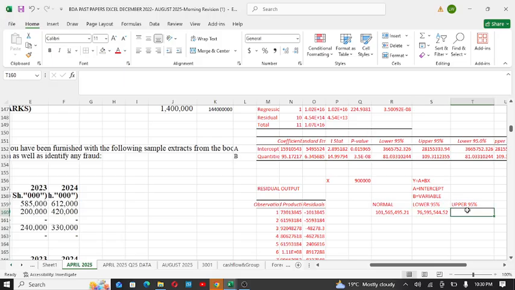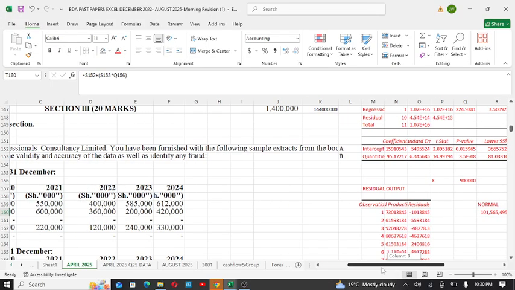So under our upper 95, what is our a? It is this one, under upper 95. Then we add, then you open the bracket. What is our b? Our b, quantity produced, is this one. Then we need to multiply by our units produced, which is 900. Then you are done. So that's how you are supposed to solve this question. So our normal is 101, then lower is 76, then upper is 126.